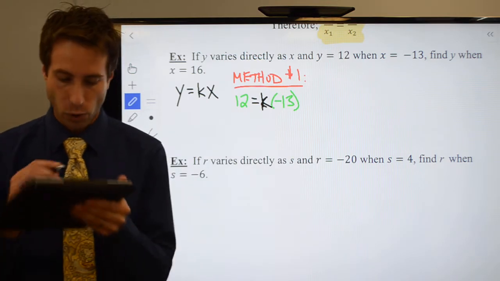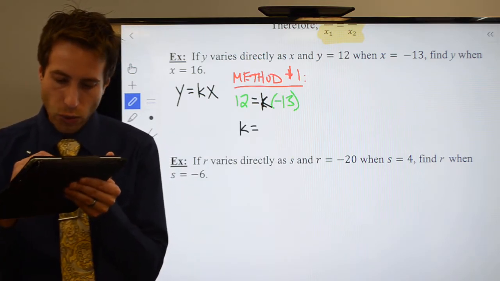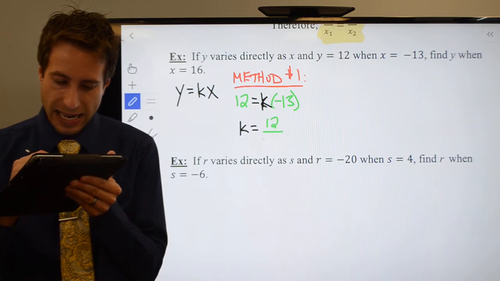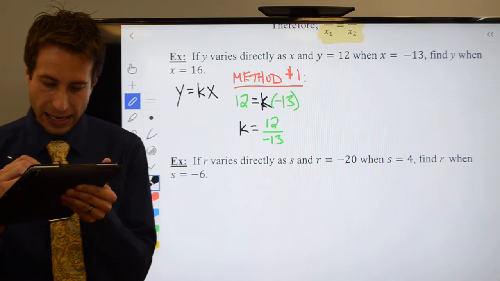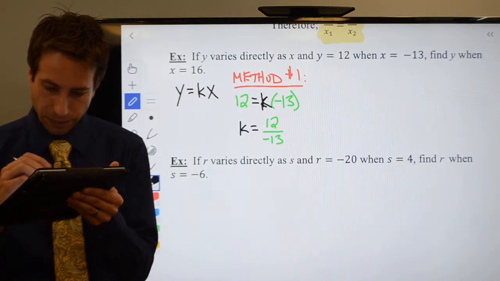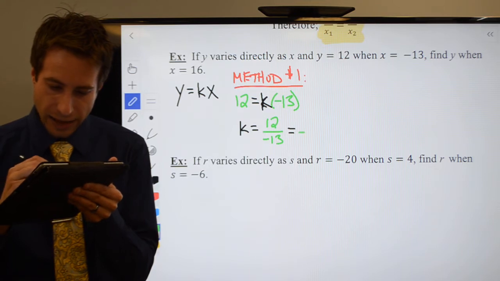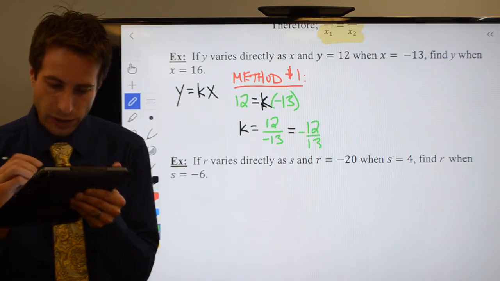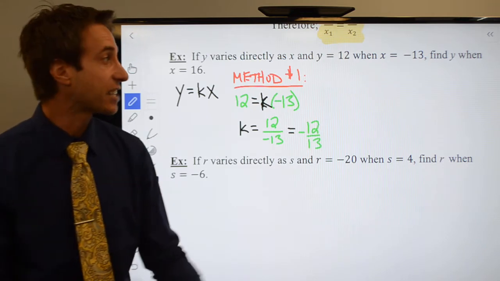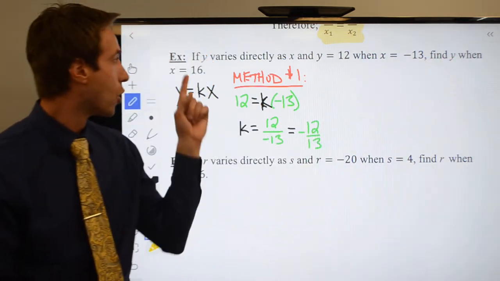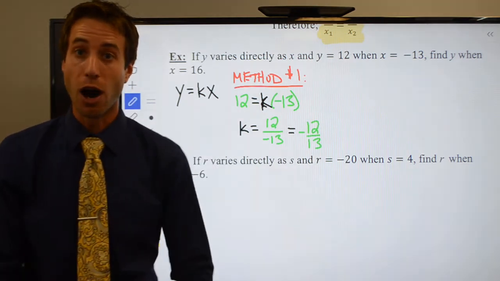Well, solve for k. That means that k is equal to 12 divided by a negative 13, which is exactly the same as negative 12 13ths. All right, negative 12 13ths. So k is a minus 12 13ths. Now, they ask you to find y when x is equal to 16. And I now know the value of k.